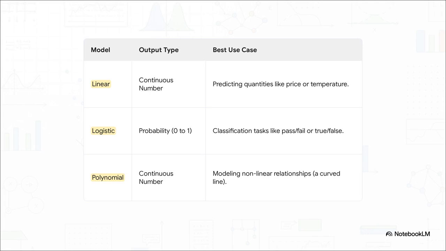Okay, so we've already covered linear regression for predicting numbers. Now, logistic regression is an interesting one. Even though it has regression in the name, it's actually for classification problems. It works by outputting a probability, a number between 0 and 1. You can then just set a threshold like 0.5 to make a yes or no decision. And finally, there's polynomial regression. This one lets us move beyond straight lines and actually model more complex curved relationships in our data.